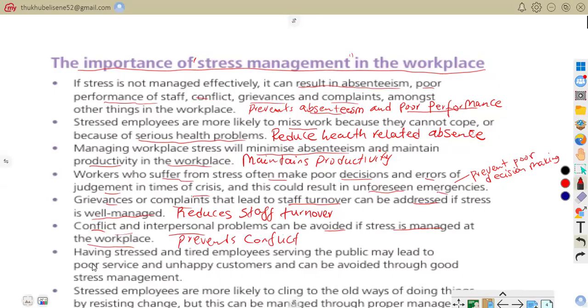Also, having stressed and tired employees serving the public may lead to poor service and unhappy customers, and this can be avoided through good stress management. Once employees are stressed and very tired, that is going to lead to poor service and unhappy customers. So here we are talking about improving customer service. Calm employees treat customers better. So the importance of stress management in the workplace is to improve customer service.